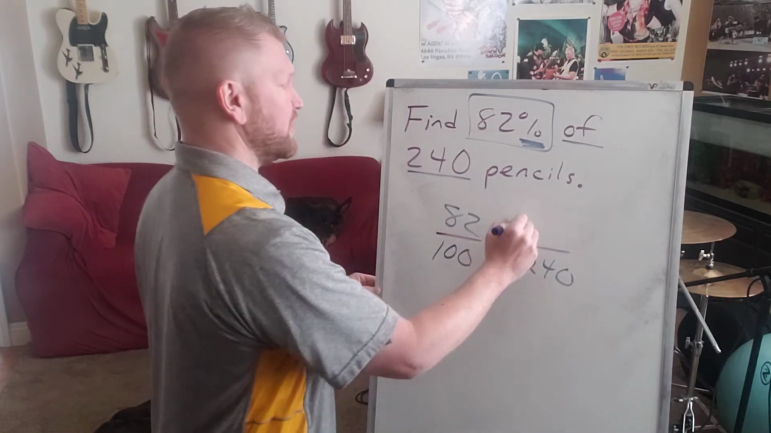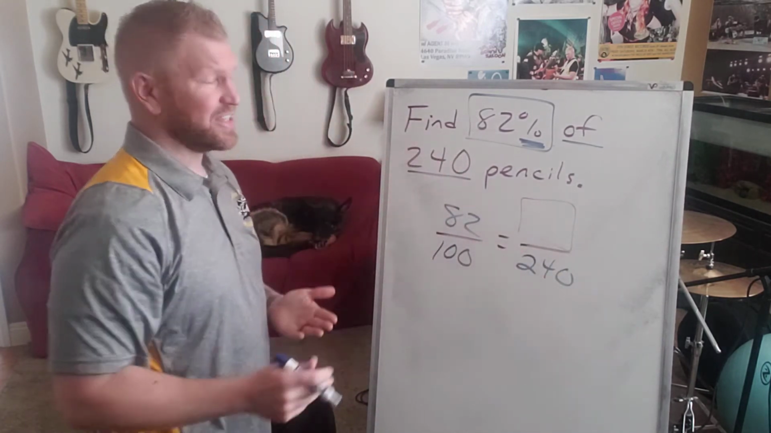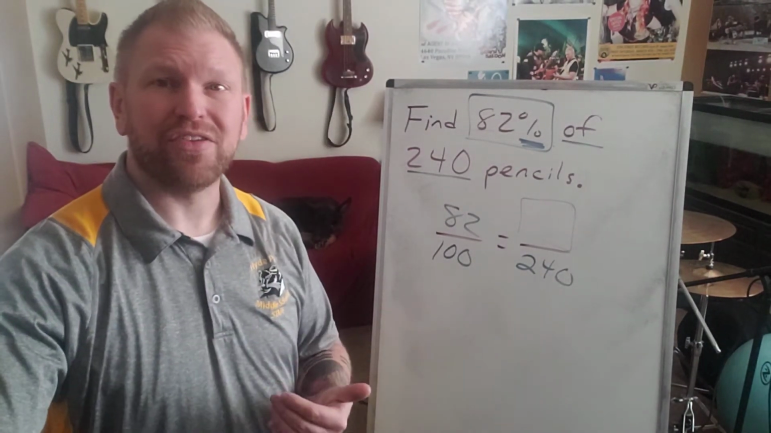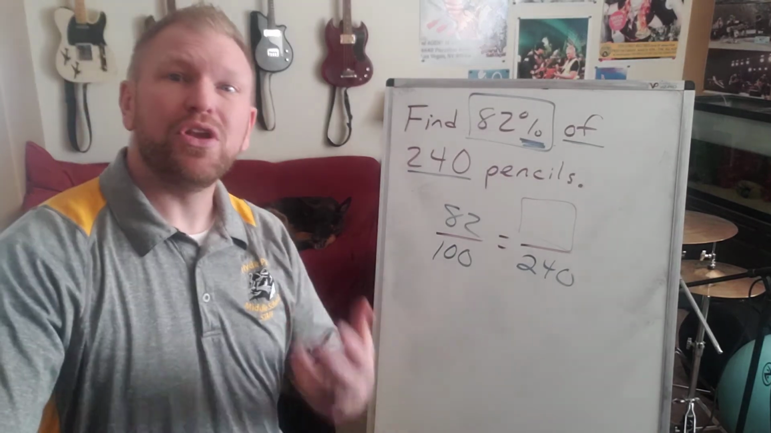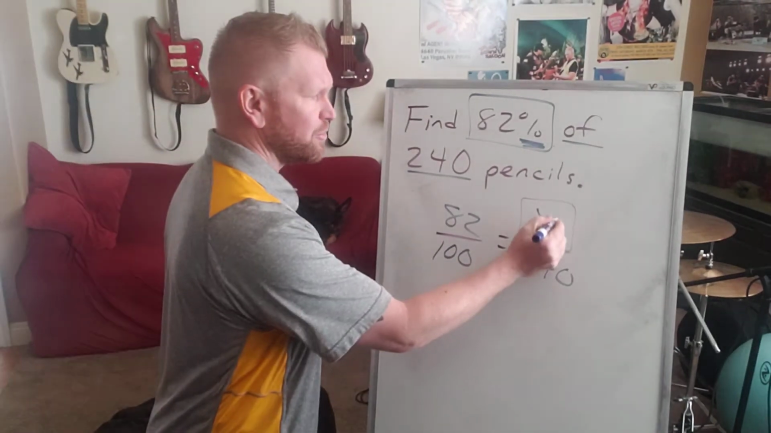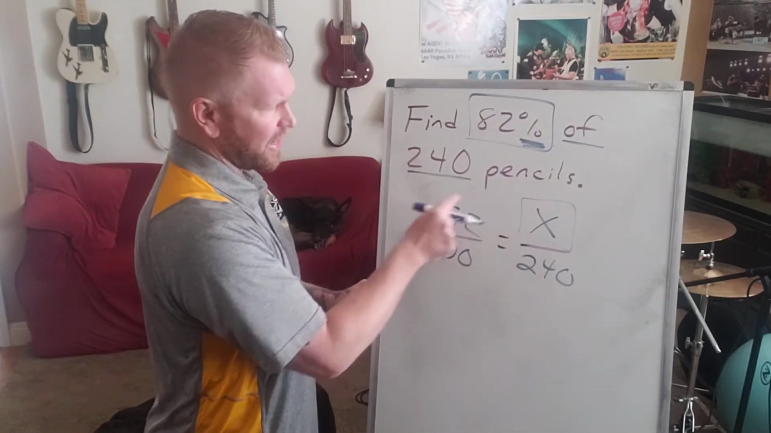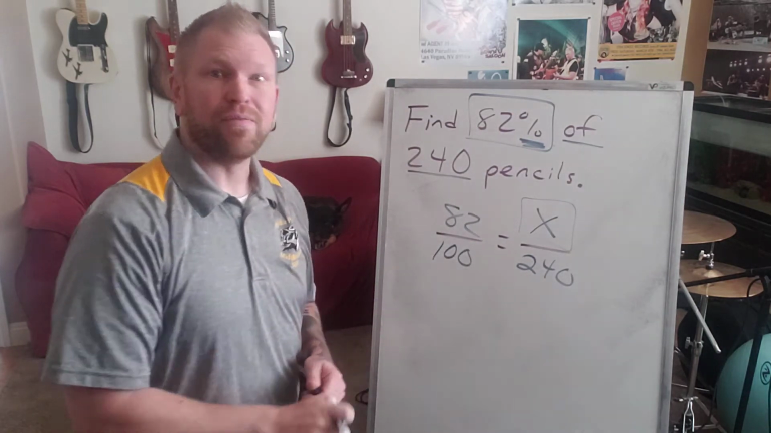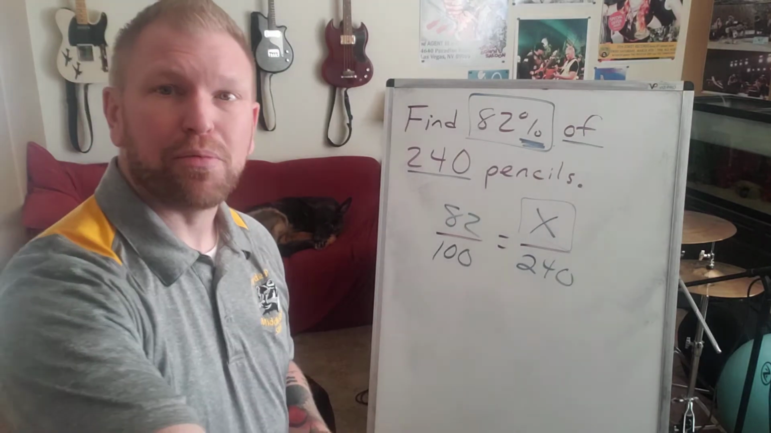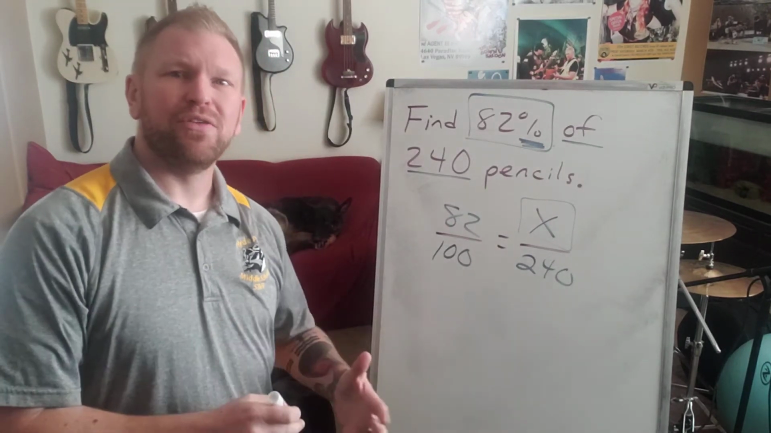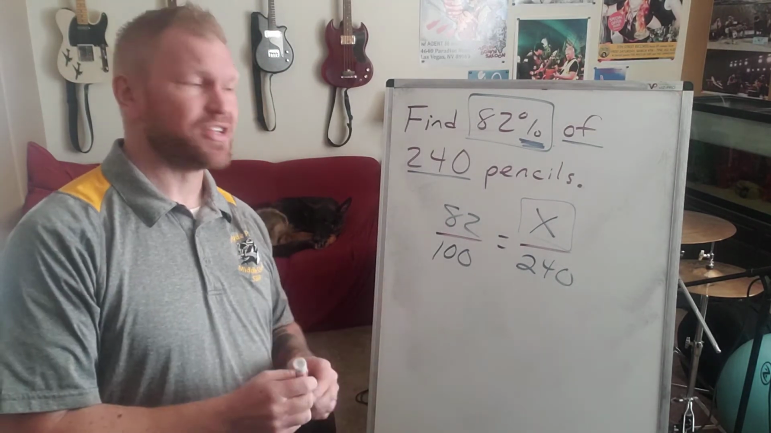We just don't know what the is number is. What is 82% of 240? That's basically what they're asking us. So if we don't know the is number, this is where your variable goes. Once you put the numbers where they go, you solve it just like we solve proportions, which is why I said you had to have done the proportions module to know how to solve this.